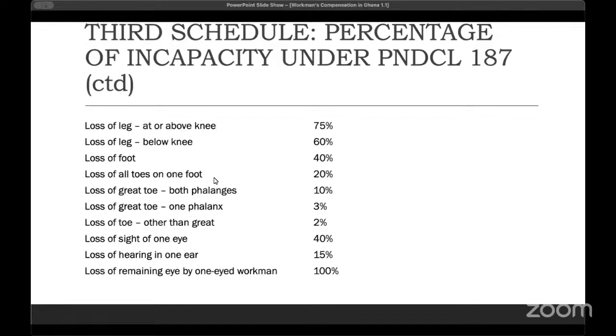Loss of leg at or above knee, 75%. Loss of leg below knee, 60%. Loss of foot, 40%. Toe or 1 foot, 20%. So sometimes, if the injuries are many, you have to look at this and sum them up. And we all know that you cannot exceed 100%.